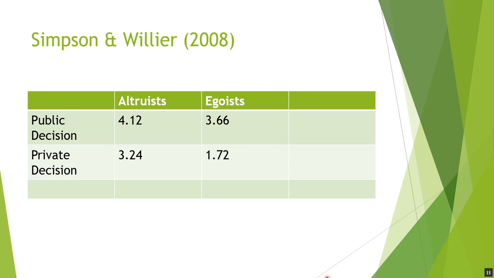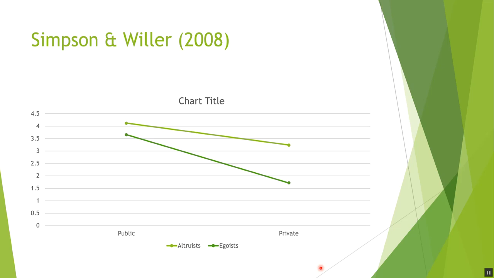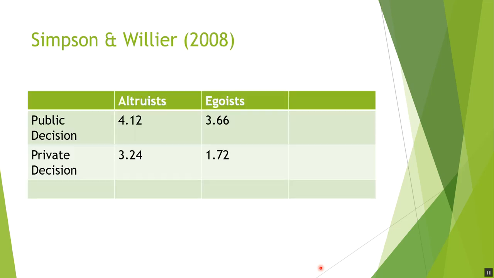These are the means, and if we go back, altruists in public gave their partners a little bit more than $4. It was $4.12. In private, they gave their partners $3.24. The egoists in public gave their partners $3.66, and in private $1.72.